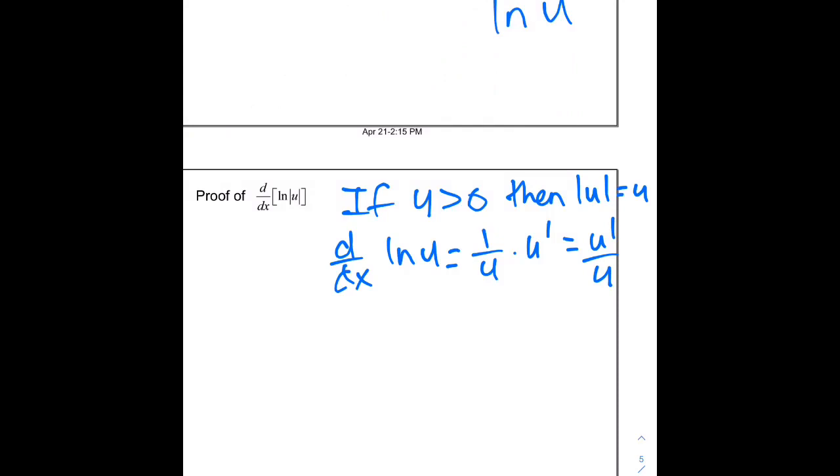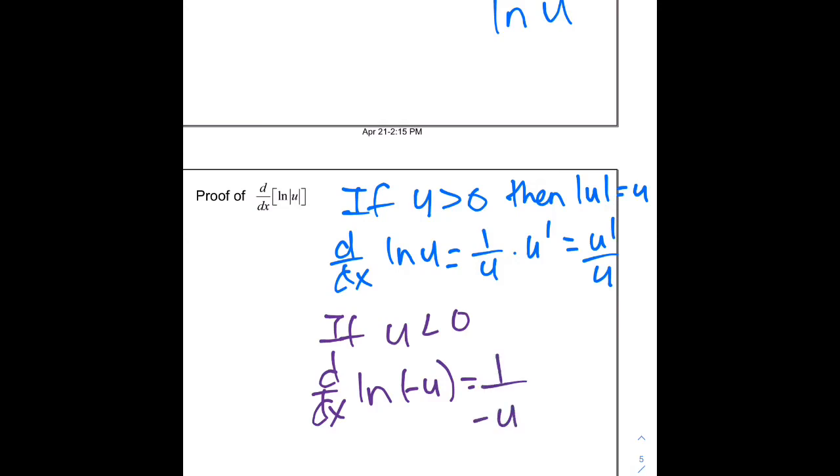However, what would happen if u was less than 0? Then you would be asked to take the derivative of the natural log of a negative u, which when you differentiate would give you 1 over negative u, but when you multiply by the chain rule, you would get a negative u prime, and then the negative times the negative in turn makes a positive. So you still end up with u prime over u.